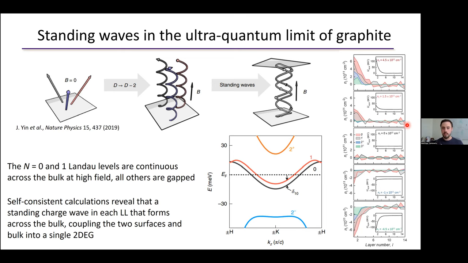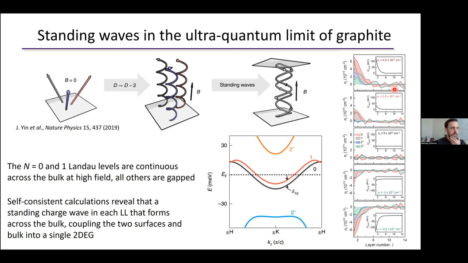So in this sense, in the lowest Landau levels, we have equal response to both the top and bottom gate, whereas filling higher Landau levels, we get purely surface localized states, because these Landau levels are gapped in the bulk. So we can fill them on the surface, but then the bulk states are at a higher energy. We can't fill those. So those don't exist in the bulk.